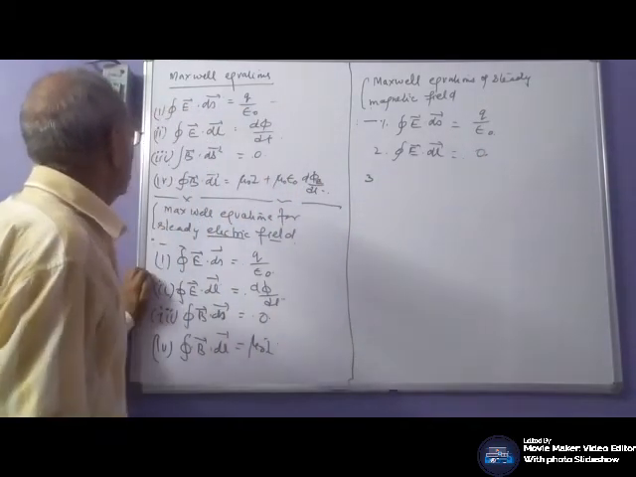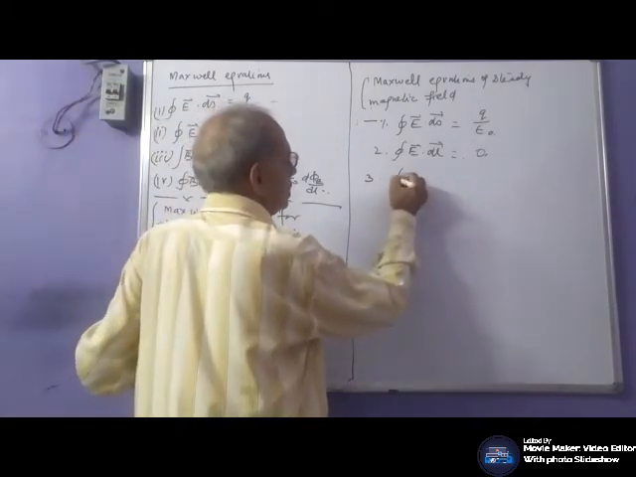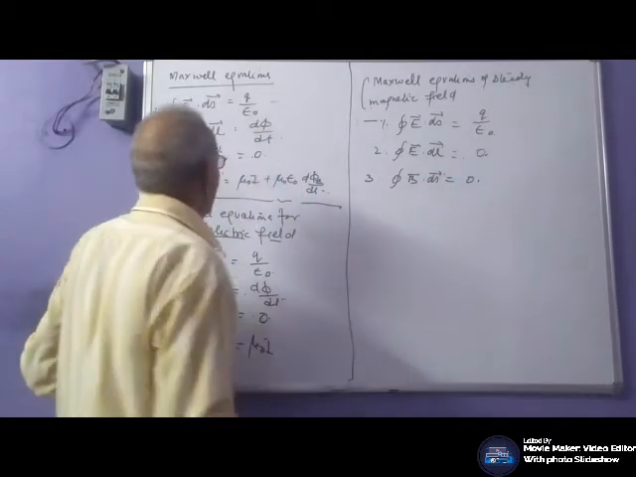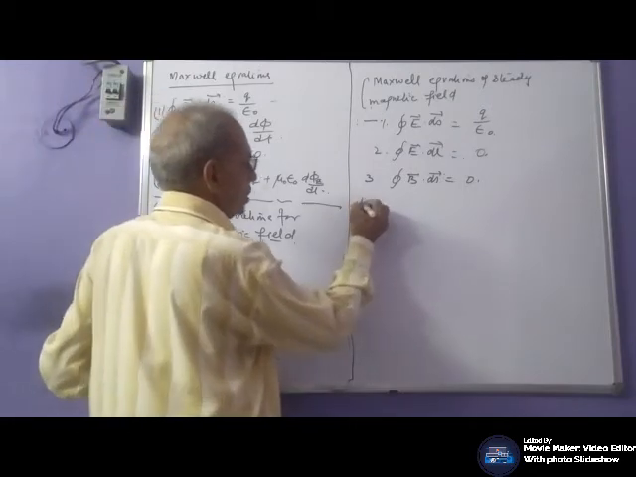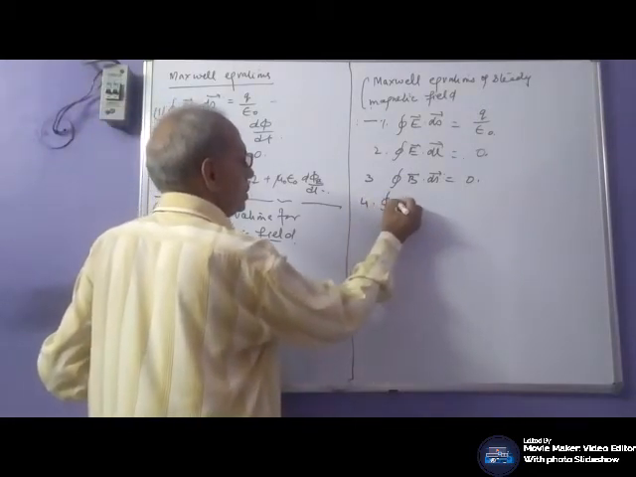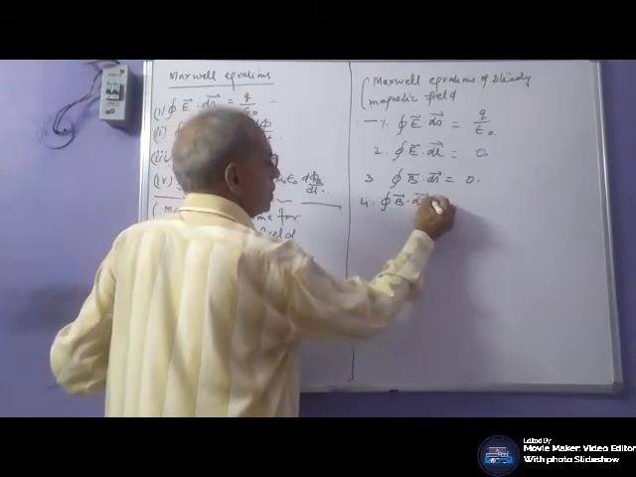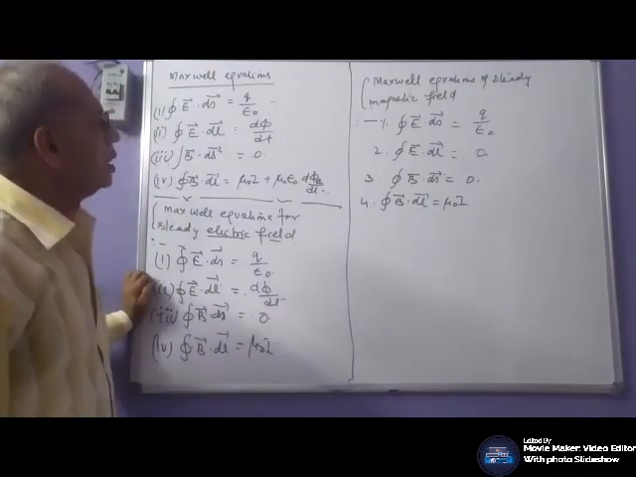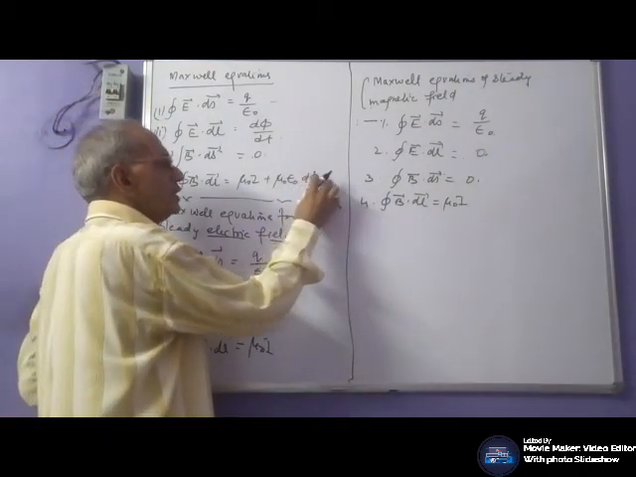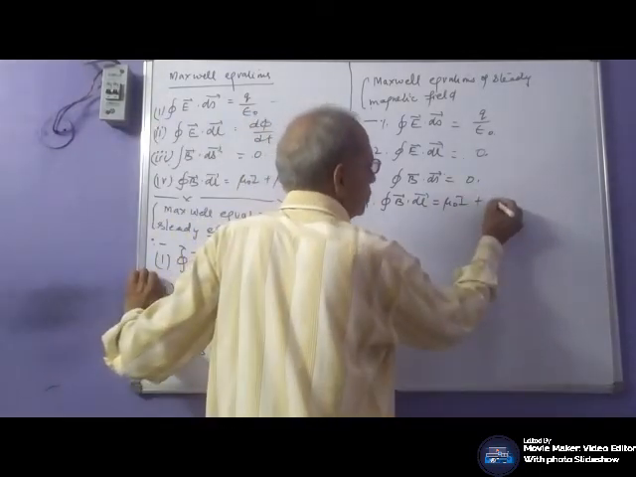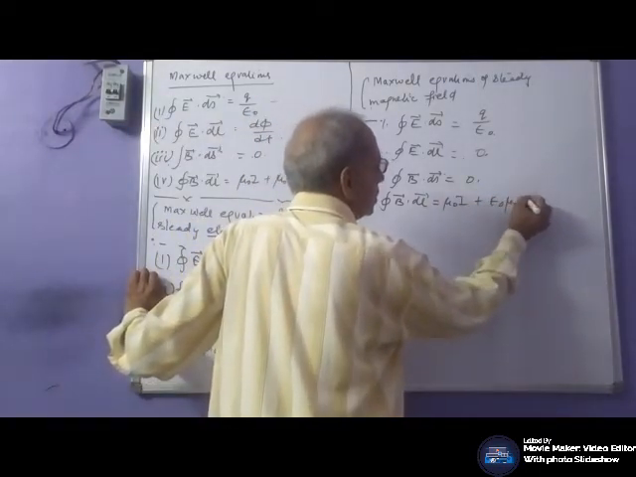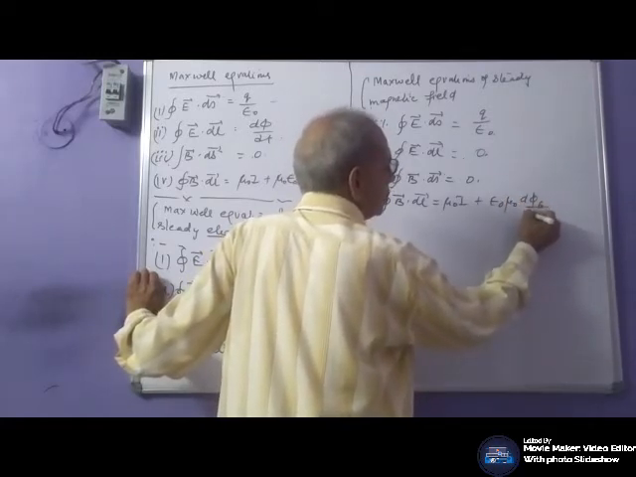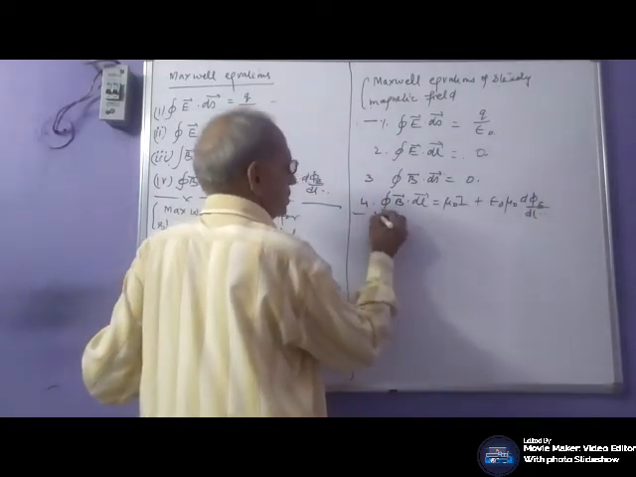Third, B dot ds is 0. Fourth, B dot dl equals mu naught I. The magnetic field is constant, there is no varying electric field, so it remains the same. These are what? Maxwell equations.